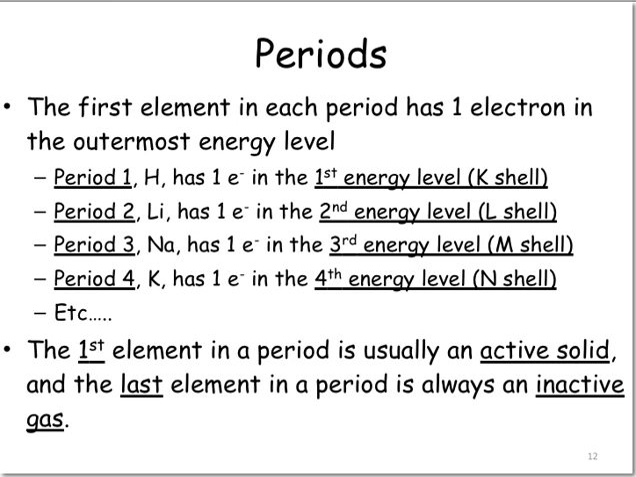So every element in the period as you go down has the same amount of electrons. And the first element in the period is usually an active solid. And the last element in the period is always an inactive gas. So as you go from left to right, you start with a very active solid, somebody who really wants to react with things. And then as you get to the right, you end up with those noble gases, and they are inactive.